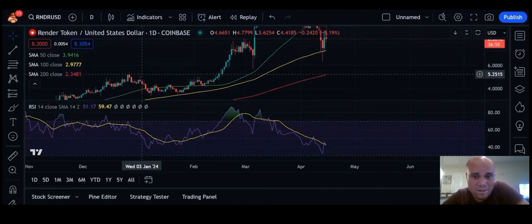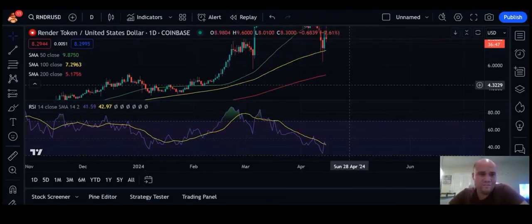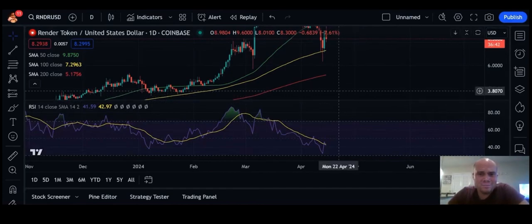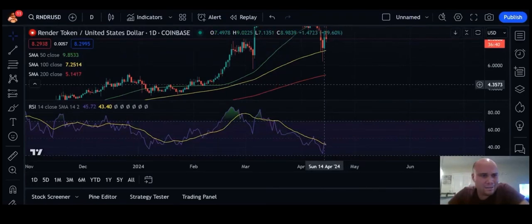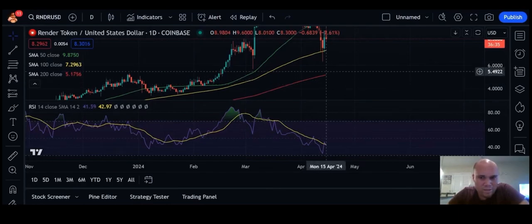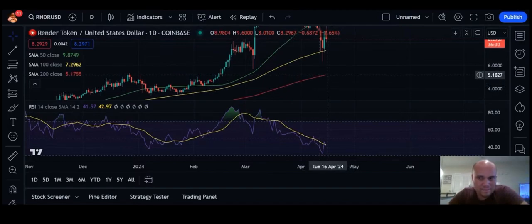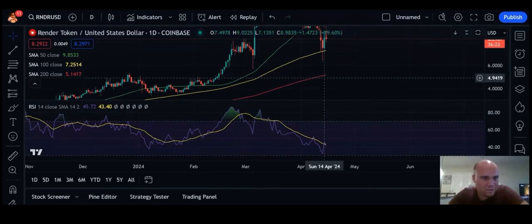at about $4.80, $4.70. That would be pretty brutal if you bought it at $8 right now and it went down to $4. You'd be taking a 50% loss, a 50% haircut, which is not a fun thing to be doing. But if it does go down to $4 or $5, that's where this red line is, the 200-day moving average. So Render could get some support at $5 or $4.80, because that's currently where the 200-day moving average is.